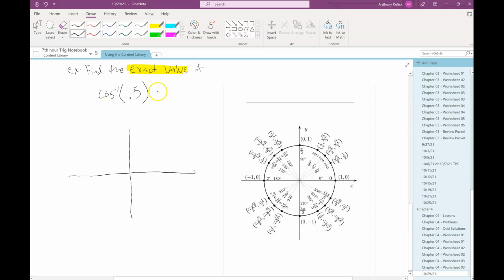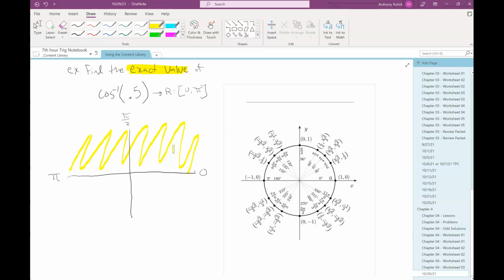I know that the range for cosine inverse goes from 0 to pi. So in my unit circle, I have 0, then pi over 2, and then pi. So my answer that I'm looking for is in either quadrant 1 or quadrant 2. Everybody's okay with that?